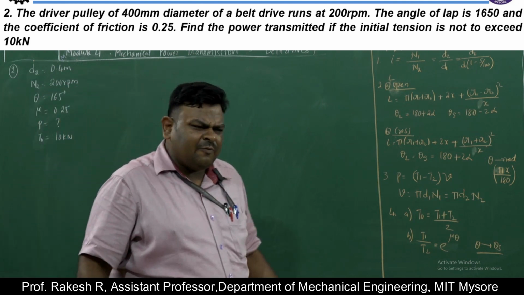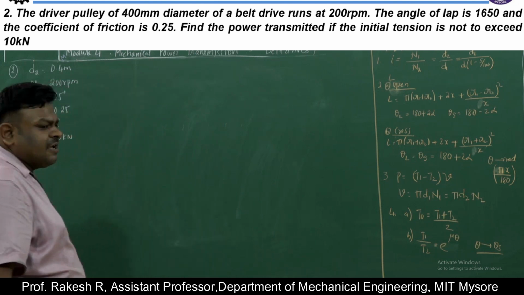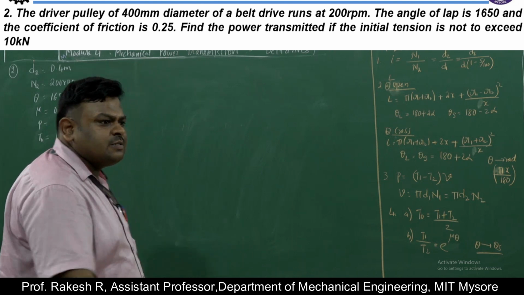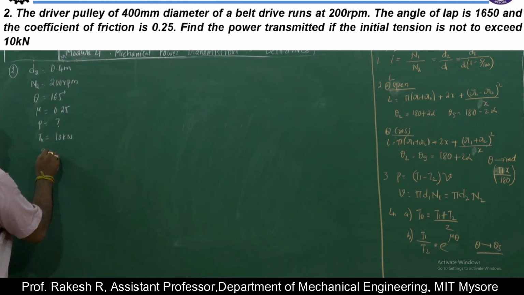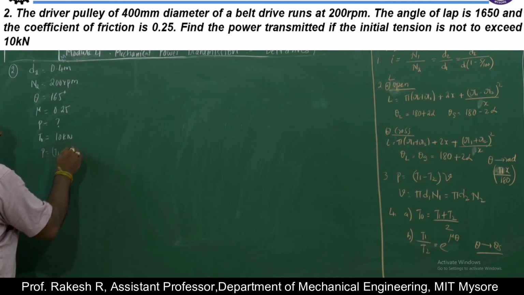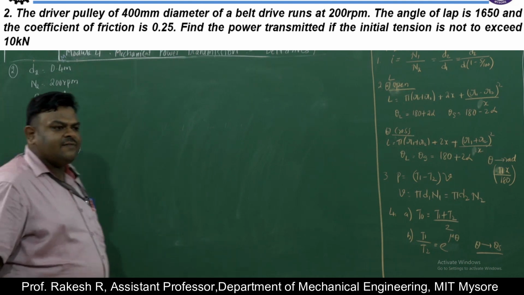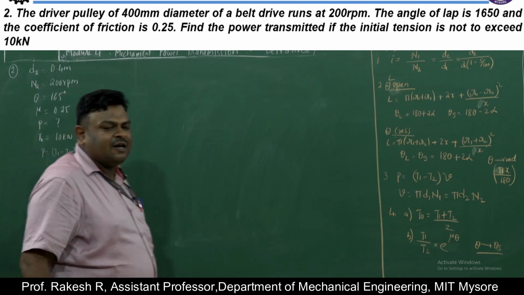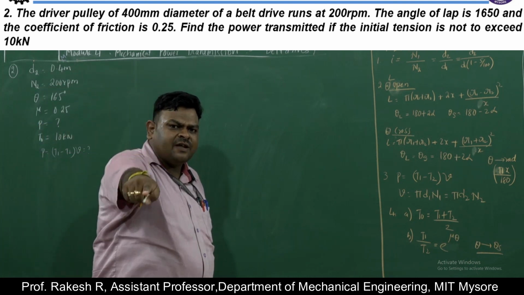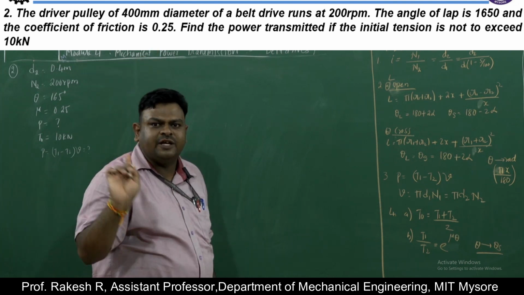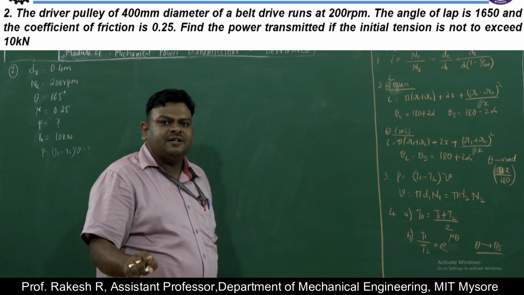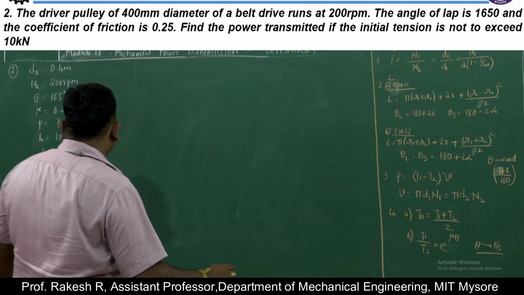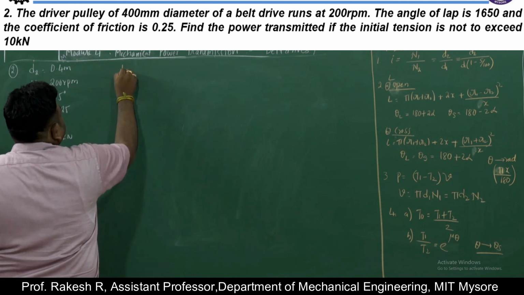Let us solve this problem. Very easy, but looks like complicated. It is not so complicated. You have to get the value of power. Power is nothing but (T1 minus T2) into velocity. So first you have to get the value of T1, then the value of T2, then we have to calculate V. Whenever mu is given, you have to use the T1 by T2 ratio. Whenever initial tension is given, you have to use the T1 plus T2 initial tension relation. First I will be using the T1 by T2 relation.